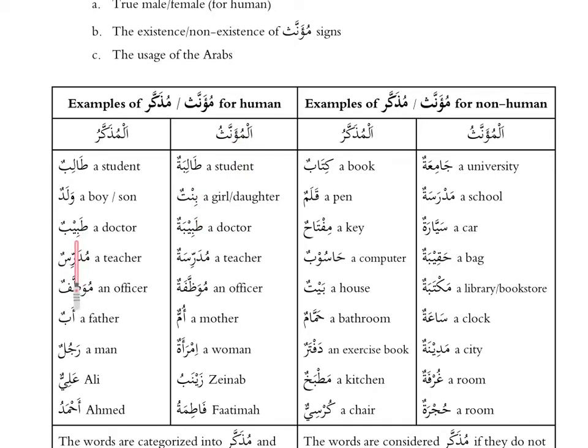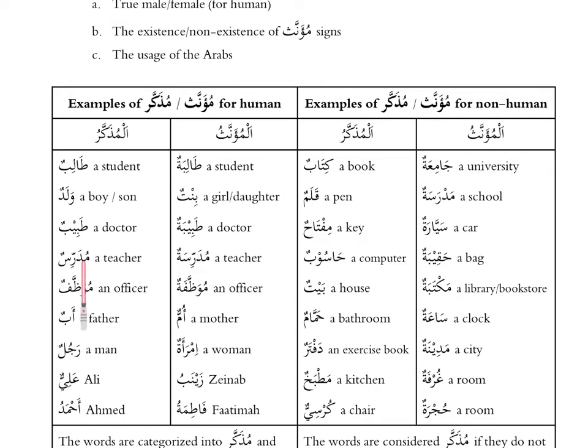Another word, tabib. Tabib, a doctor. Here it is a male doctor, so muzakkar. Tabiba. Tabiba is referring to a female doctor. Since it is for a female, we call it mu'annath. And furthermore, you have this ta, similar to the ta in the word taliba. Since you have this ta, again, this is referring to a mu'annath word.